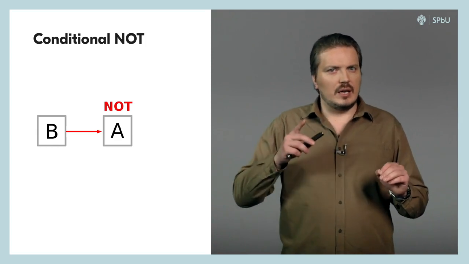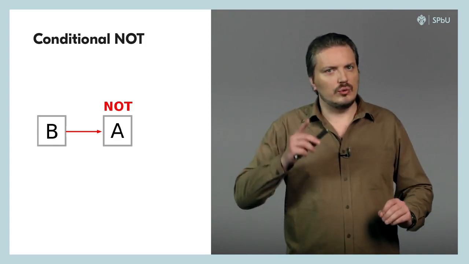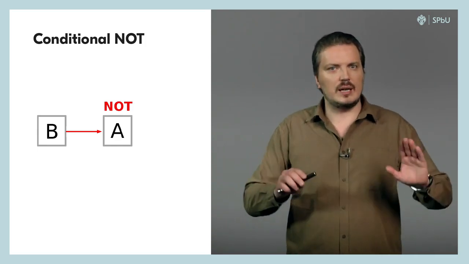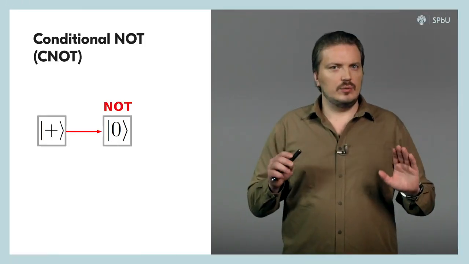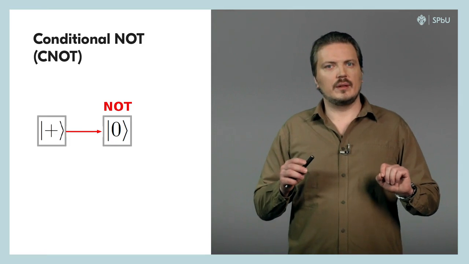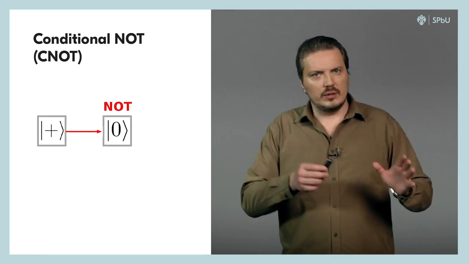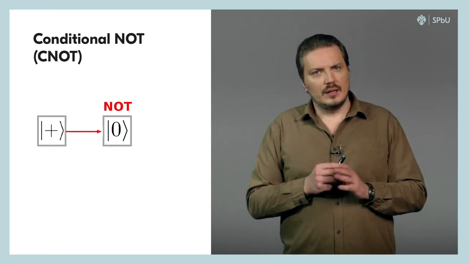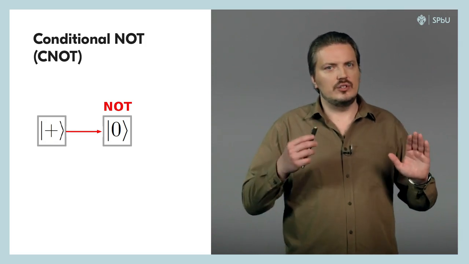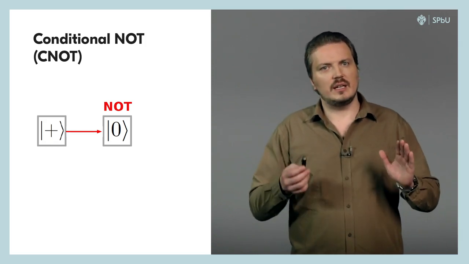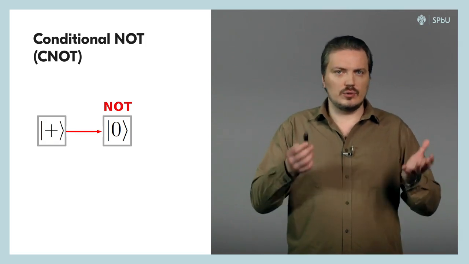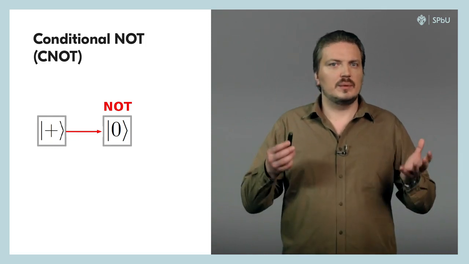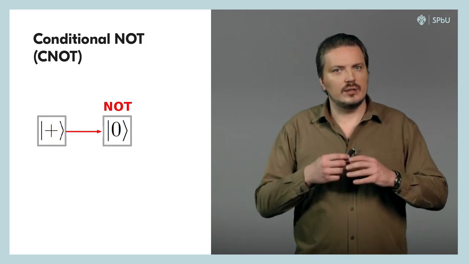Please note, we ourselves do not read any of these states. For us, the state of B does not collapse. So let's assume we can perform this operation. From now on, we will call it CNOT, which is short for conditional NOT. Now, let photon A be in the state 0 and photon B in the state plus, which is the superposition of 0 and 1. What state will we obtain after applying this CNOT gate?